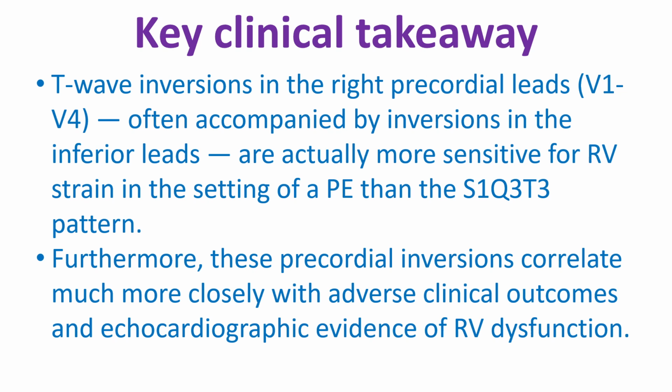T-wave inversions in the right precordial leads V1 to V4, often accompanied by inversions in the inferior leads, are actually more sensitive for RV strain in the setting of a pulmonary embolism than the S1Q3T3 pattern. Furthermore, these precordial inversions correlate much more closely with adverse clinical outcomes and echocardiographic evidence of RV dysfunction.